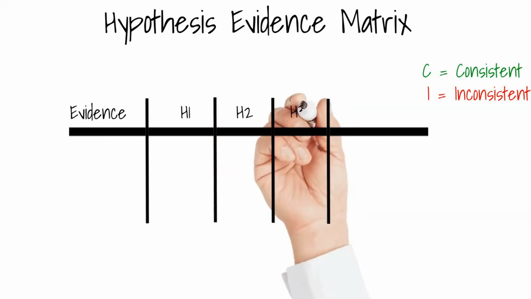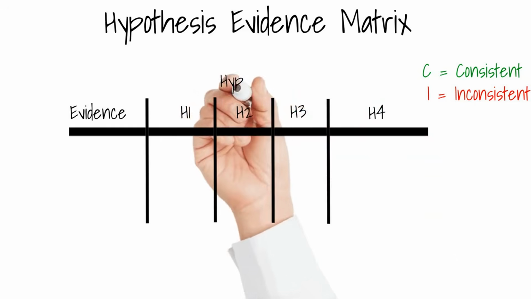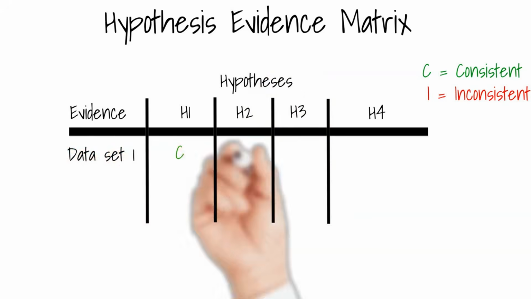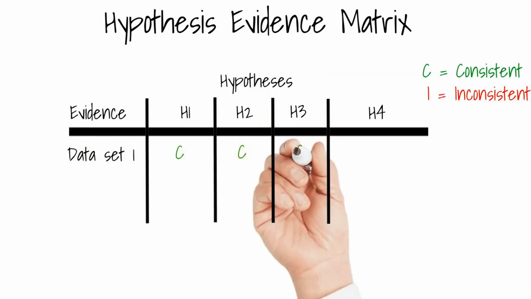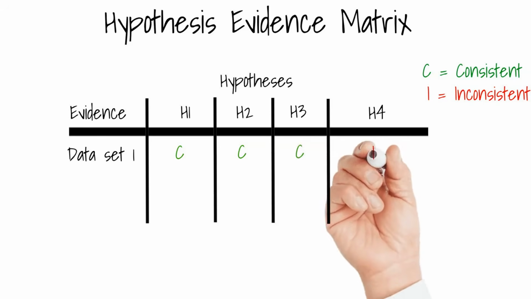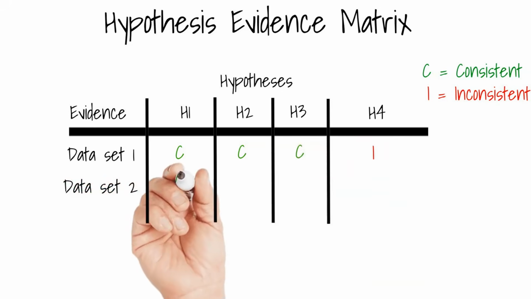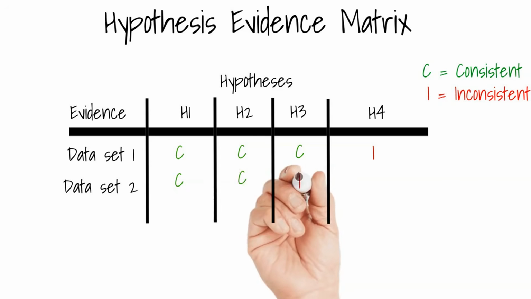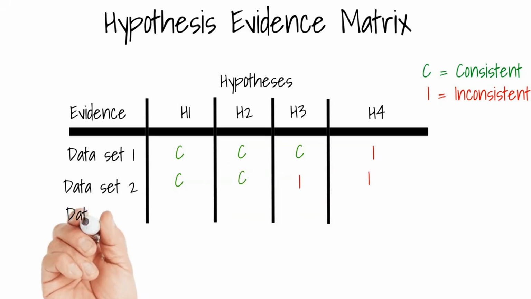Based on this matrix, we want to find the hypothesis which is the least inconsistent with all the evidence. Every single time we gather new evidence, we will enter a new row and compare if any hypothesis is inconsistent with this evidence, meaning that the hypothesis might be wrong.